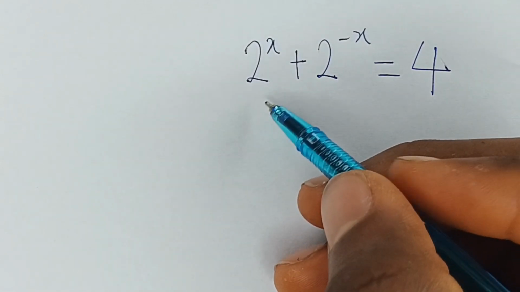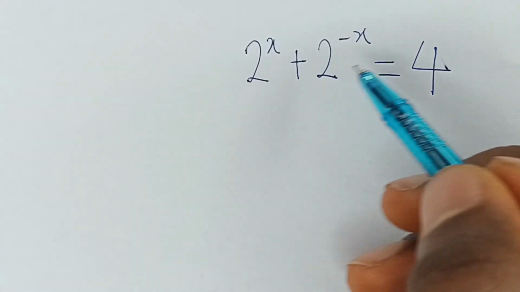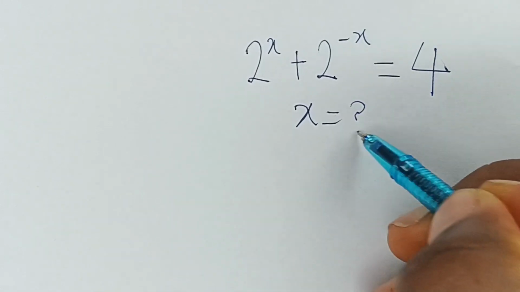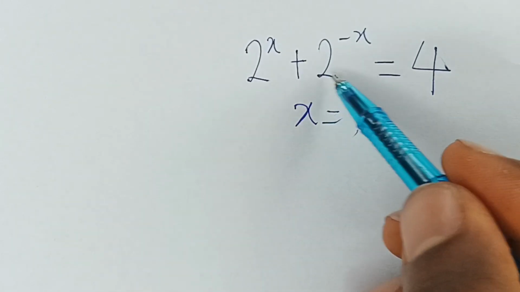Let's solve this equation quickly. It says 2 raised to the power x plus 2 raised to the power minus x is equal to 4. We're required to find the value or values of x. Firstly, we can rewrite this expression.